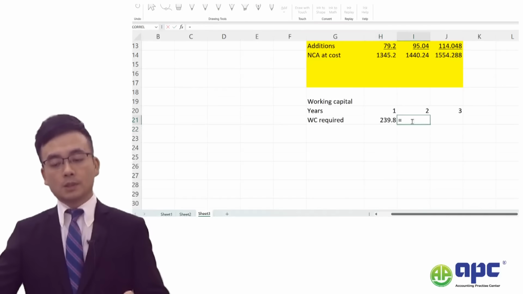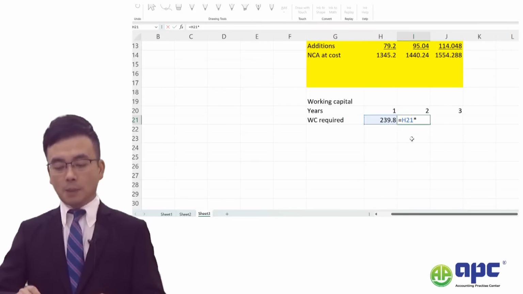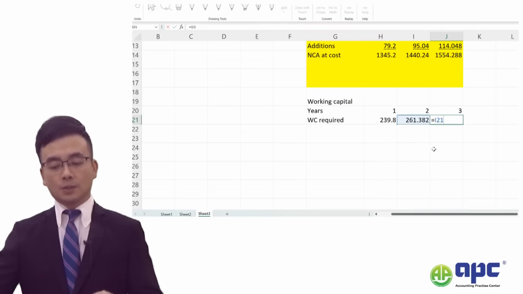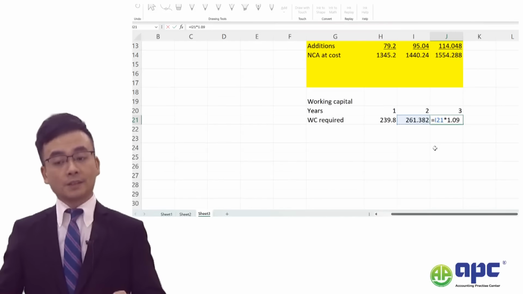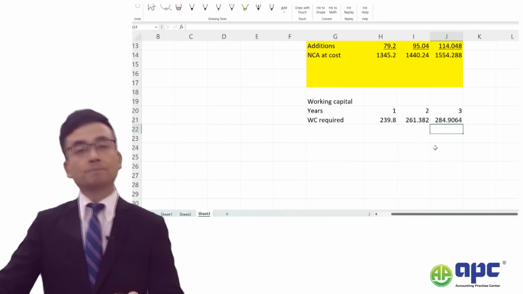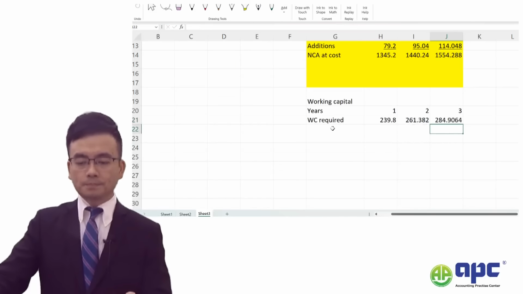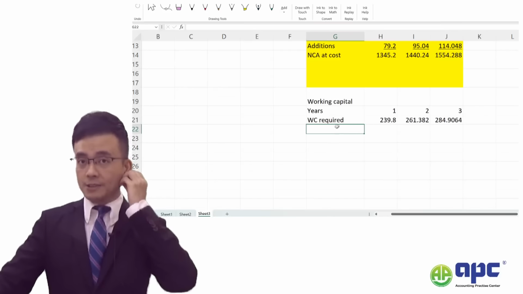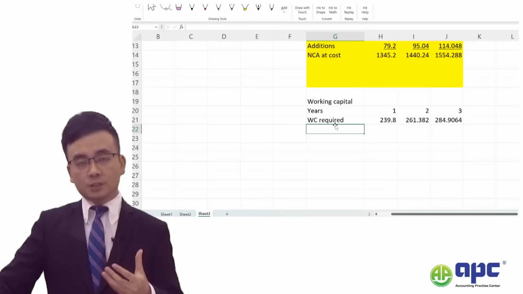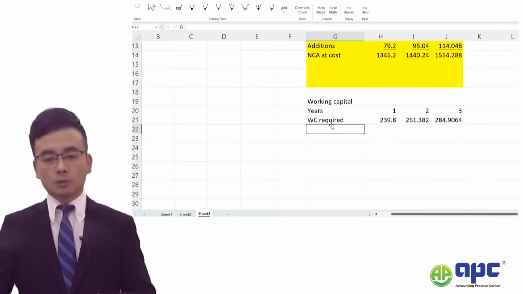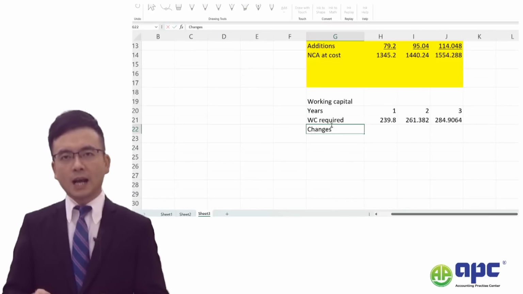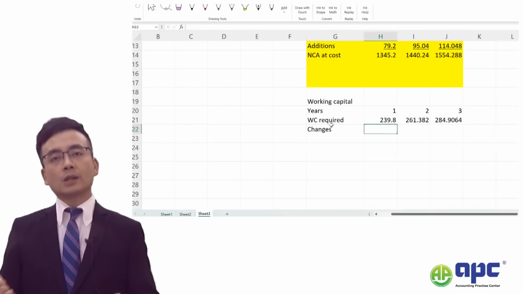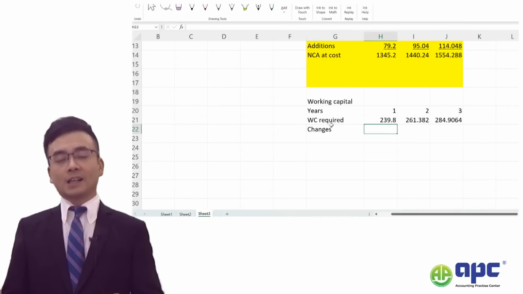How about in year 2? We take the working capital we need and timing by 1.09. How about in year 3? We take the working capital in year 2, timing by 1 plus 9%. That would give me 284 there, or 285 if you round them up. But the figure that we need to input in our free cash flows to equity or the NPV calculations would just be the incremental cash flows, which means the changes. If you're not happy with that word, incremental, that's why I will always use the left-hand side minus the right-hand side technique.